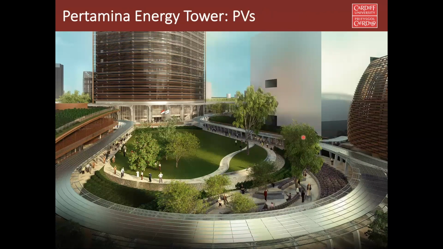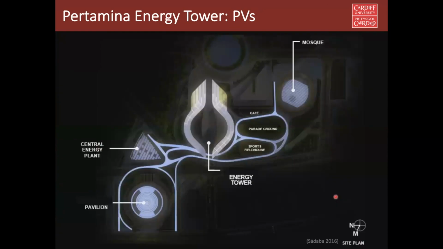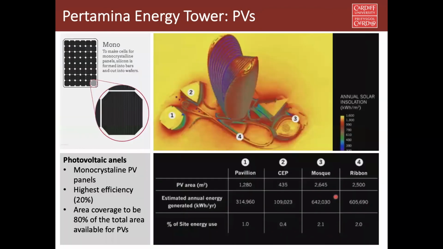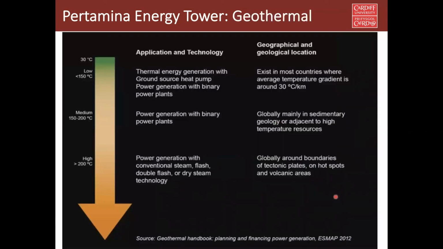Now, next one is PV. They try to use PV, or photovoltaic, almost everywhere, including this path. You can see this path. On top of that path, they try to use PV, and all these roofs. And that's the PV use layout. I'm just skipping that. I'm skipping this as well, just to mention that they use monocrystalline photovoltaic panels that have the highest efficiency.